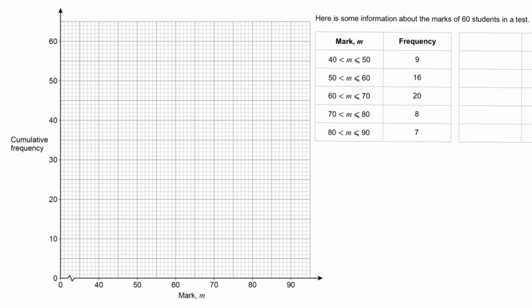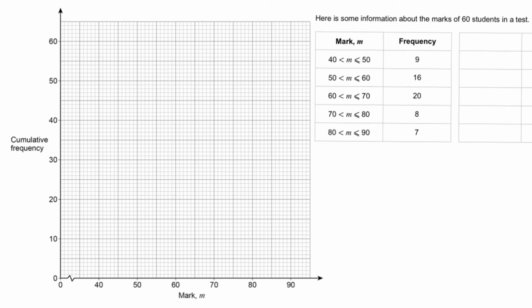So this graph is for cumulative frequency. Cumulative frequency is the running total. You calculate it by adding the frequencies that have come before together. So when you get to the end of the line, it'll be the total amount of values in your data. In this instance, it's 60 students.